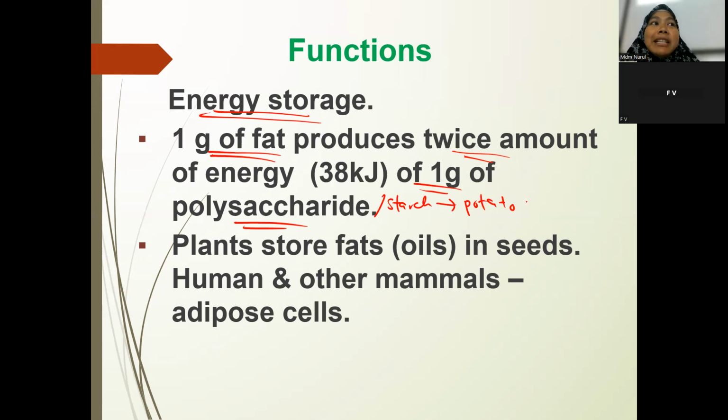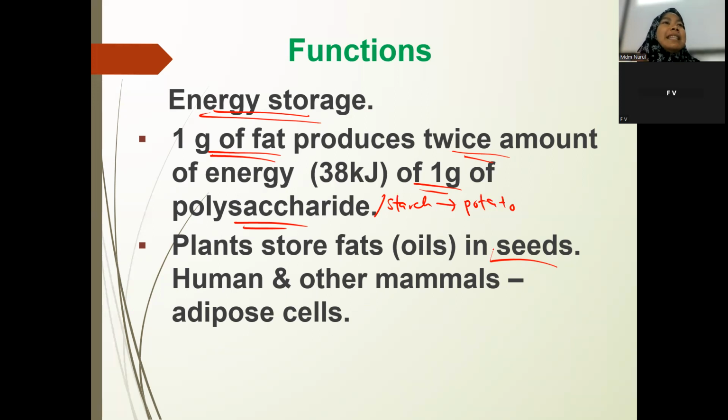Dia tinggi HDL, sebab dia minyak ikan, minyak olive oil macam tu. Okay, alright. So plant store fat in seed. So tumbuhan akan simpan minyak dia dalam biji benih dia. That's why bagus untuk kita makan makan apa?